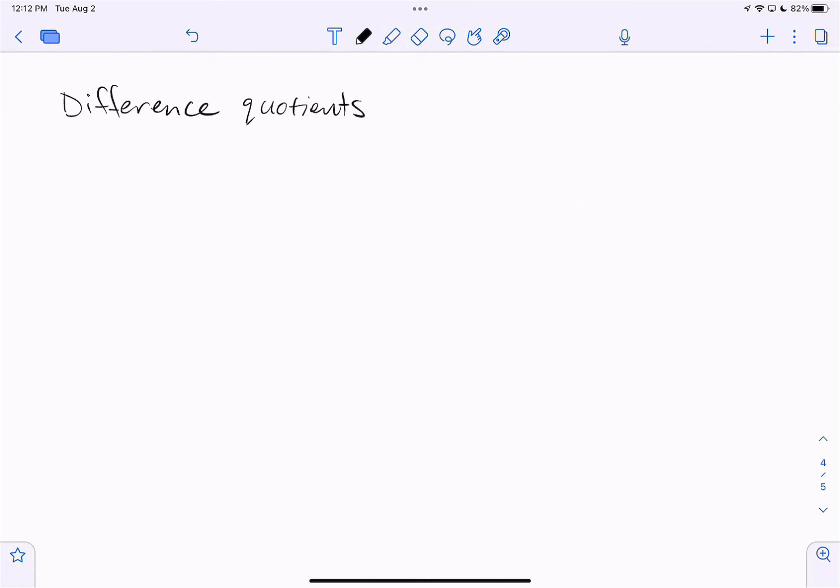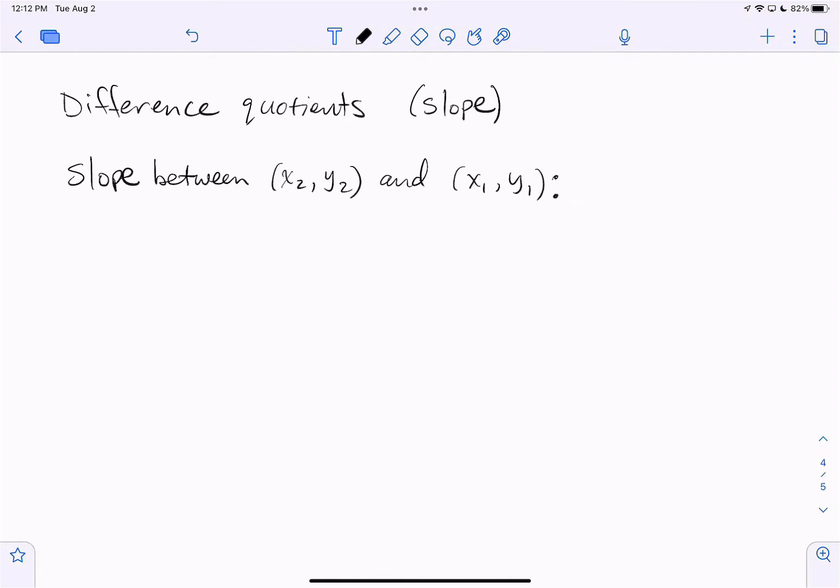At the core of one branch of calculus is something called a difference quotient. And a difference quotient is really essentially a slope. So let's consider a slope between 2 points. The slope between x2, y2 and x1, y1 is m equals, well, it's rise over run. So y2 minus y1 divided by x2 minus x1.